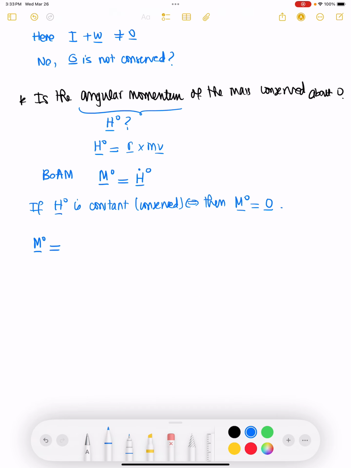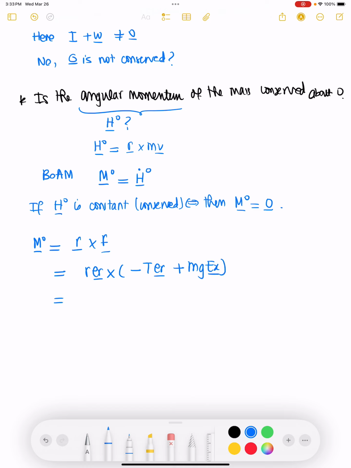So M_O is equal to r cross F, which is r cross the tension, minus T e_r. And I'll write the expression of r in polar coordinates. That's equal to r e_r cross minus T e_r plus m g e_x.